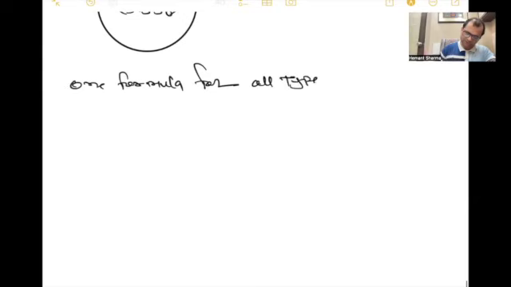Now, we will see the excellent formula, the one formula for all. अब चिंता नहीं करना ये लगाओ कि वो लगाओ, कौन सा फॉर्मूला लगाओ. One formula for all types of piles and hemorrhoids.